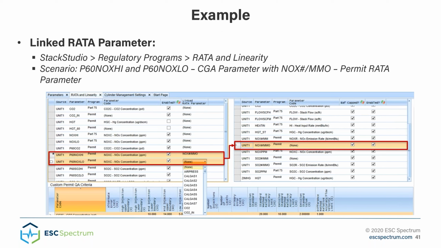The RATA and linearity editor now includes a new field labeled linked RATA parameter. And here is an example of the CGA parameters linked to the permit RATA parameter.